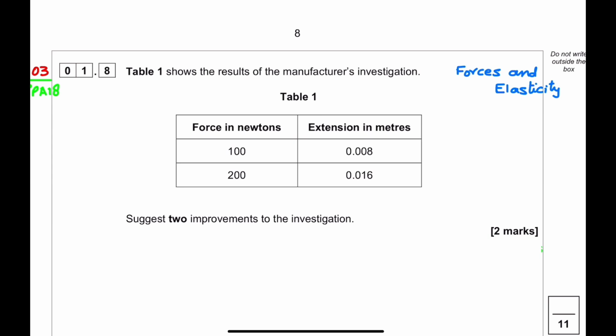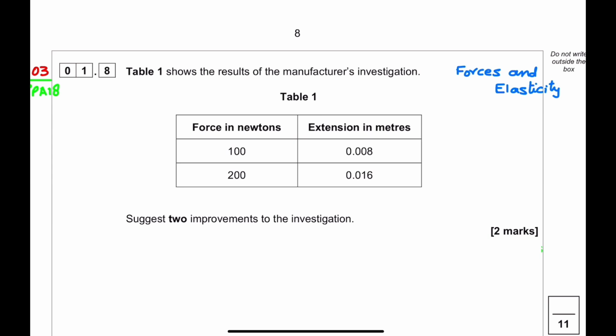If we look here in our question, we can see clearly that when the force is applied, there is an extension in the spring. But if we look in our question, the manufacturer is applying only two forces. One is 100 newton and another is 200 newton during the investigation. The investigator needs to increase the range of the forces to see the impact of forces on the extension of the spring.